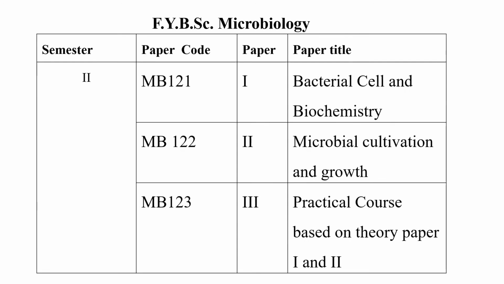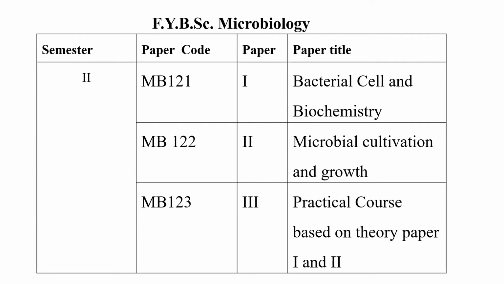The F.Y.B.Sc microbiology course includes three papers for the second semester. Paper 1, paper code MB121, is titled Bacterial Cell and Biochemistry. Microbiology paper 2, MB122, is titled Microbial Cultivation and Growth. Microbiology paper 3, paper code MB123, is titled Practical Course based on theory papers 1 and 2.